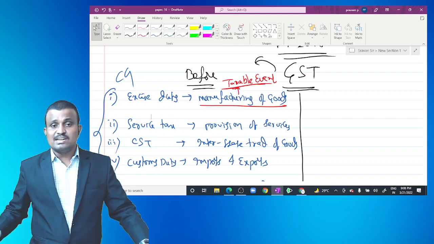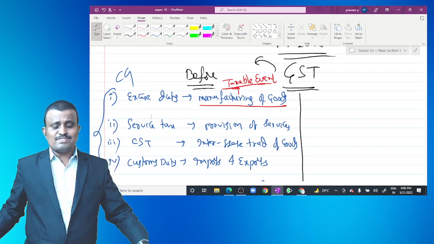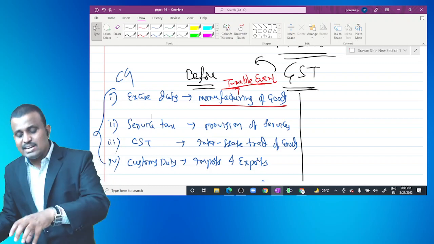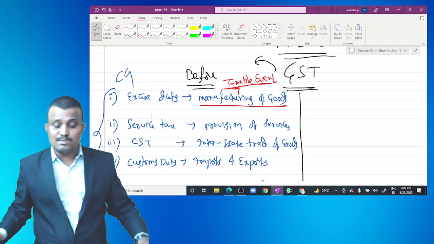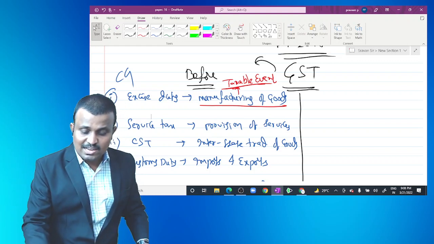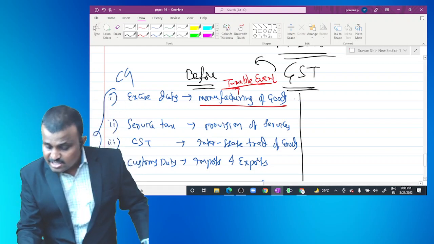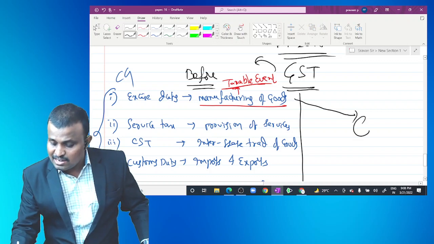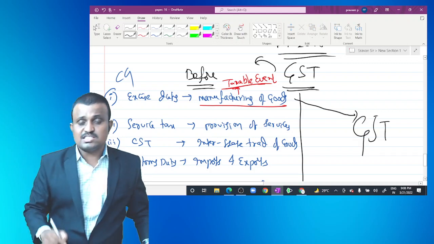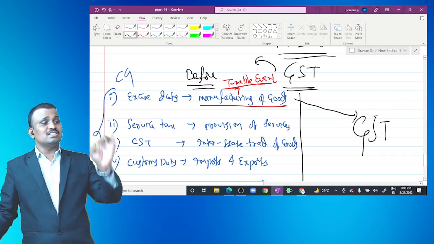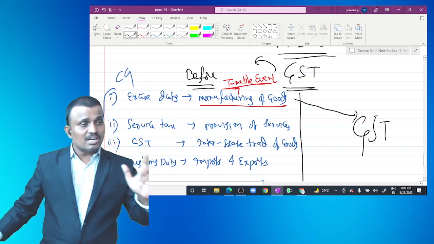That is said to be a taxable event. So first of all, why are all indirect taxes subsumed? Which taxes are subsumed? Excise duty is subsumed under the purview of GST, except on one product, nothing but alcohol meant for human consumption.